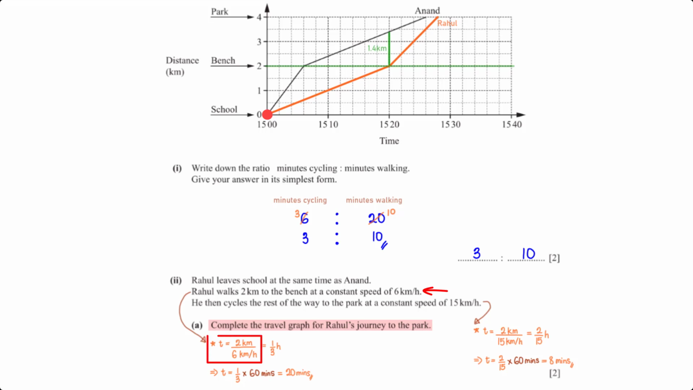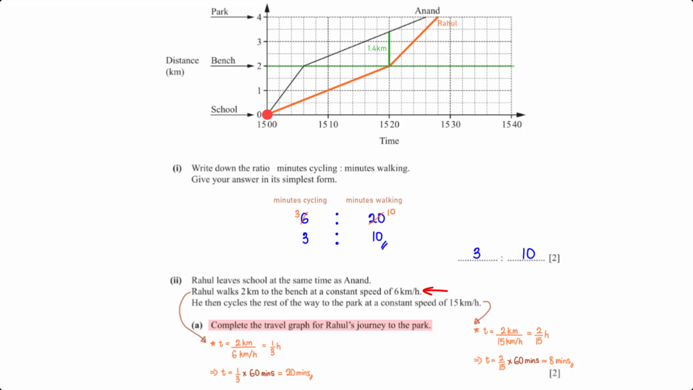To get the time duration for this journey, we divide the distance covered, which is 2 kilometers, by his speed, which is 6 kilometers per hour. This gives us 1/3 hours. To convert this to minutes, we multiply 1/3 by 60, which gives us 20 minutes.